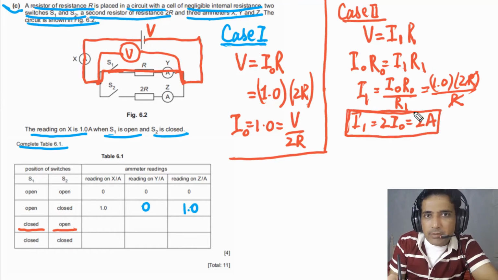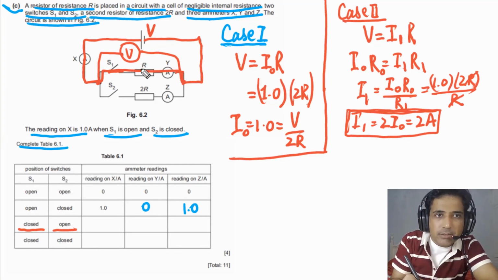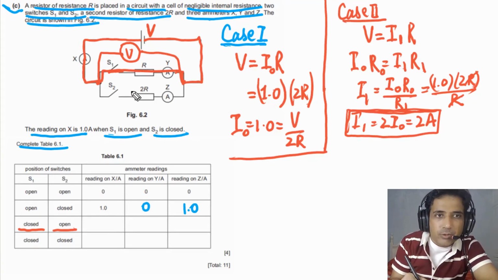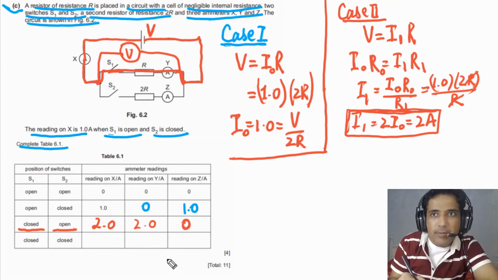I have written this one in a proper way so you can get good understanding of this point. Otherwise, I can simply say as this resistance is half, V is the same, so current has to be double. So in this case, current passing through X has to be 2.0, and current passing through Y also has to be 2.0, double than current passing through X before. And current passing through Z has to be 0 because there is no current passing through Z ammeter. So this is how you can answer the second case.